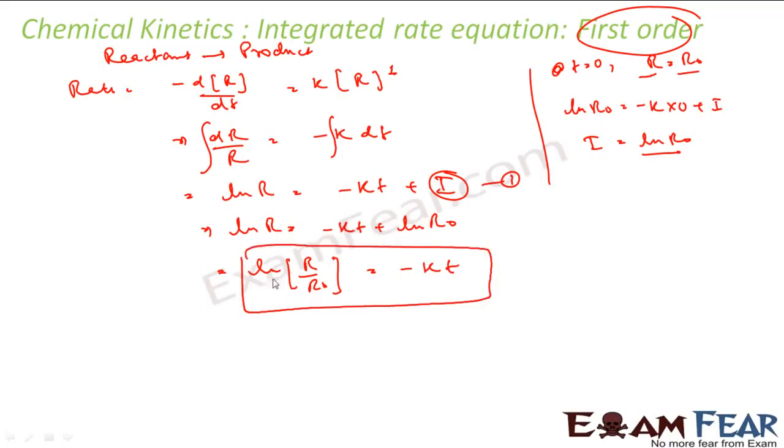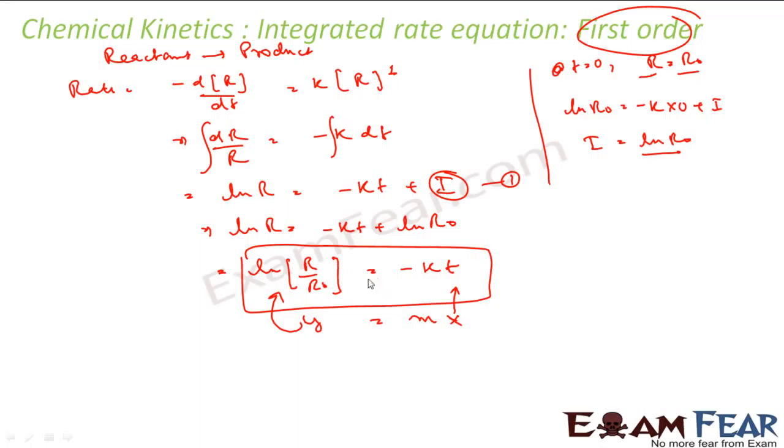Now if you compare this equation with y is equal to mx, where x is my t and y is equal to ln R by R naught, you will get a straight line graph. If you plot this graph between ln R by R naught and t, what will the slope be? Minus k. Right? We'll see this graph on the next page. So that is what you will get.